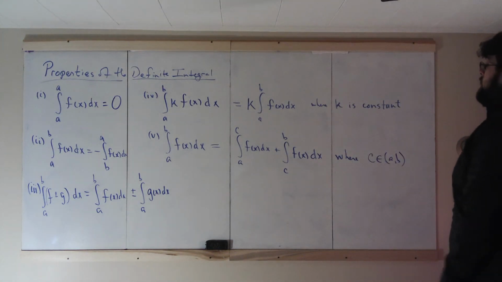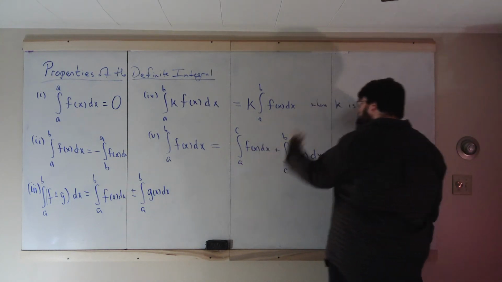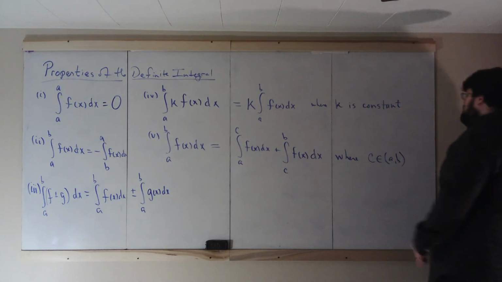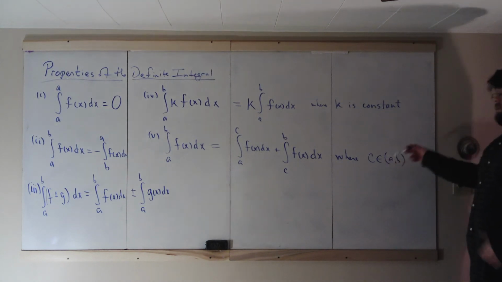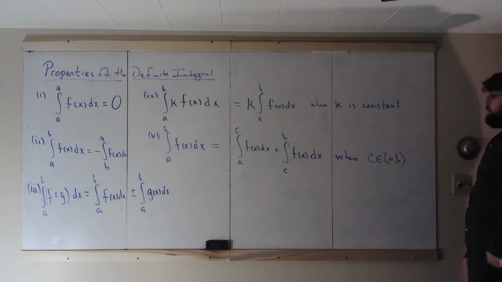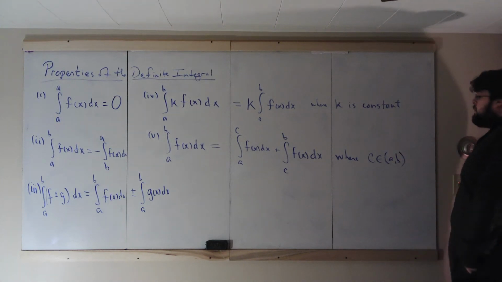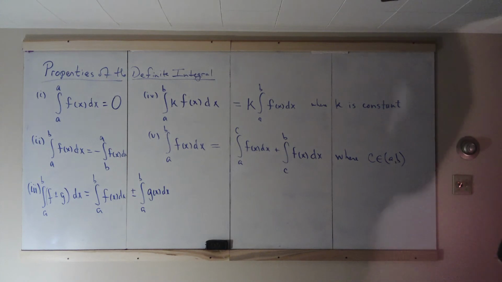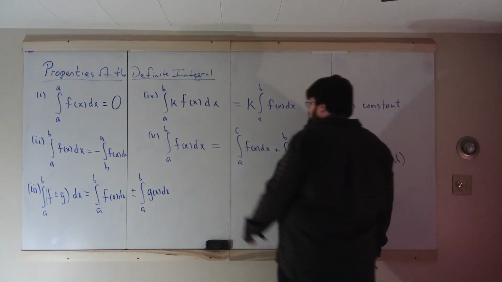And 5, the integral from a to b is the integral from a to c plus the integral from c to b, where c is between a and b. Remember, this means in. So c is in the interval a to b, not a and not b. I mean, I guess it could include a or b. But what does this even mean? Well, we'll use this in the next video.